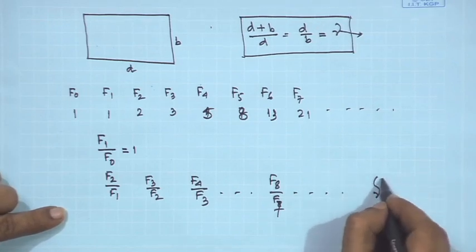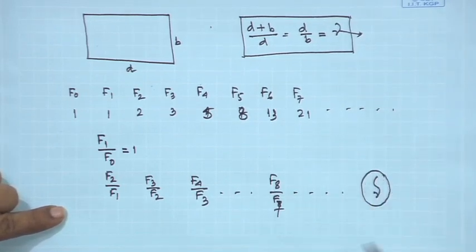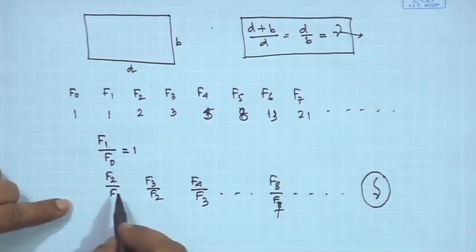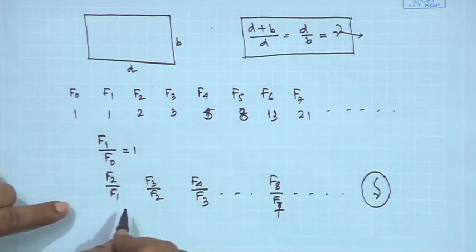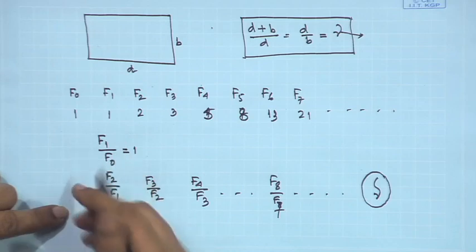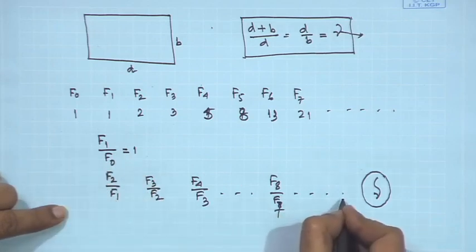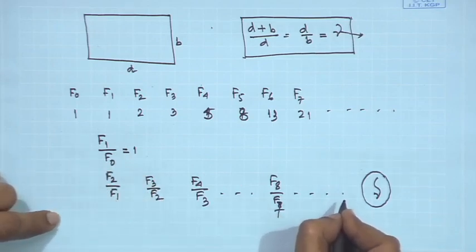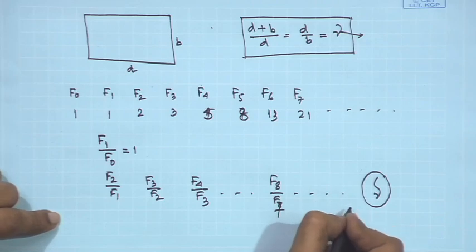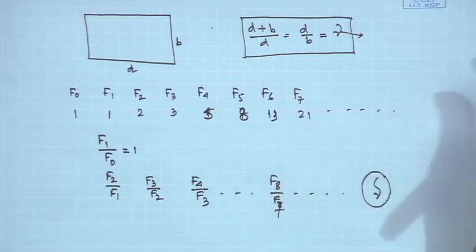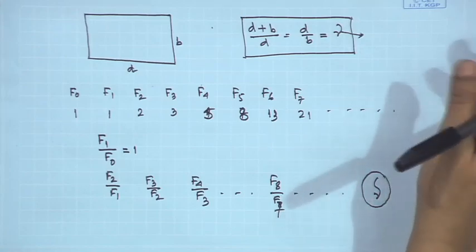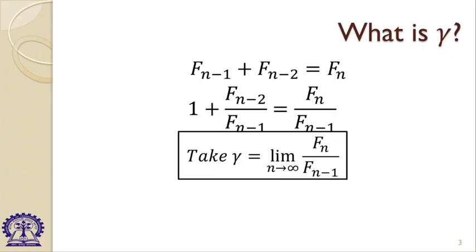Now the question comes, what should be the value of gamma? You can find this gamma value by considering this ratio only. If we find the ratio values from here, we will see that the value is converging to a certain decimal point, and that is the value of gamma. That is the beauty of it. But from here we can also find the value for gamma.